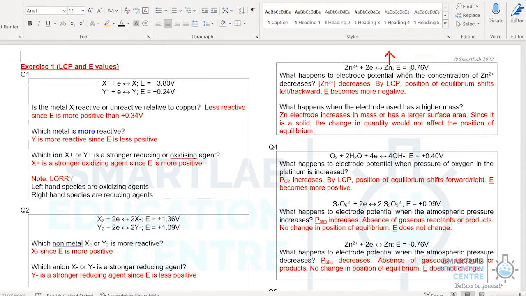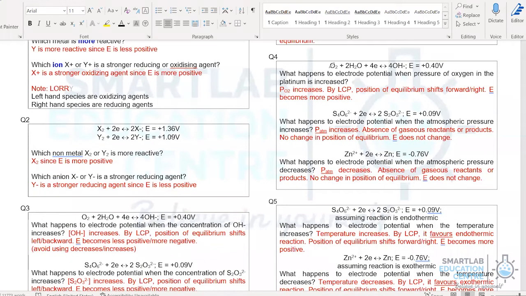However, if we were to increase the mass of zinc or increase the surface area of zinc, you will find that based on Le Chatelier's principle, the position of equilibrium doesn't shift, as changing the concentration of a solid does not affect the position of equilibrium. So based on that, the standard electrode potential value remains as -0.76.